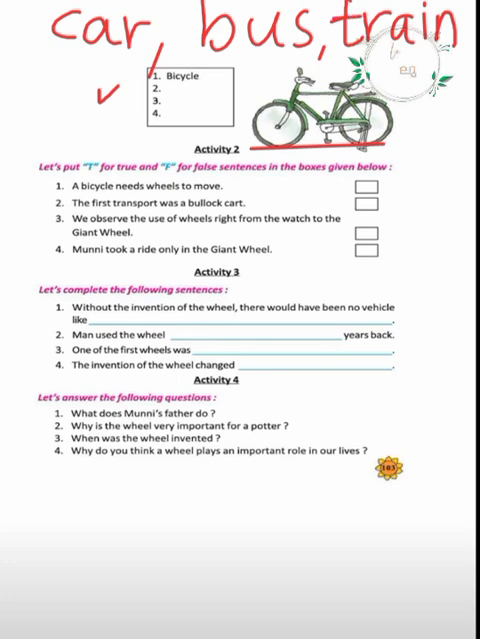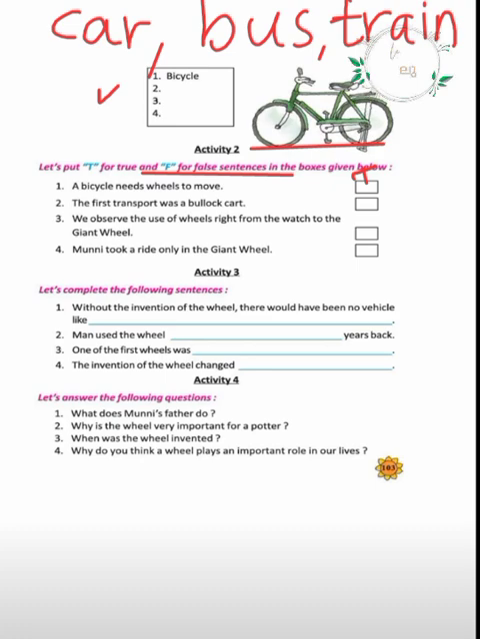Now activity 2, let's put T for true and F for false for the sentences in the boxes given below. A bicycle needs wheels to move. Yes, without the wheels, a bicycle can't move. So a bicycle needs wheels to move. That's true.